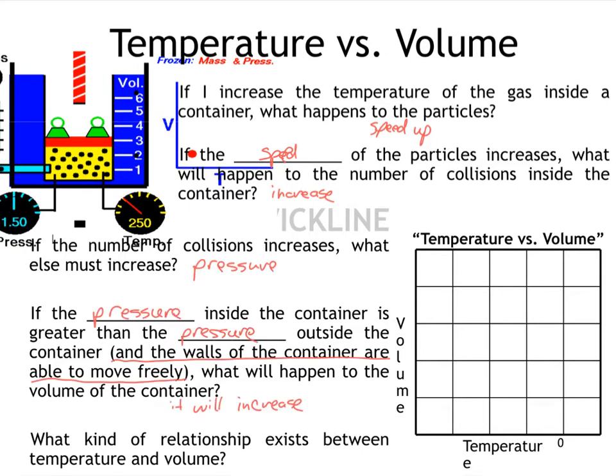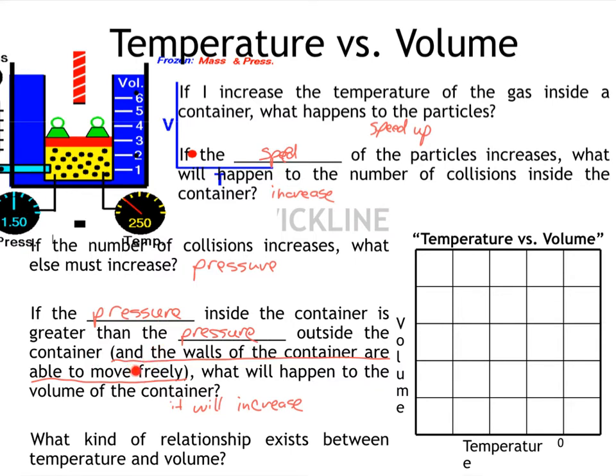So basically, the particles speed up, which is going to increase collisions, which is going to increase pressure, right? Which we just said. And in the previous lesson, right before this one, we talked about pressure differences on two sides of the walls of a container. And we determined that if the pressure inside a container is greater than the pressure outside the container, that the container would either explode or implode. But if the walls are flexible, then it wouldn't explode or implode.